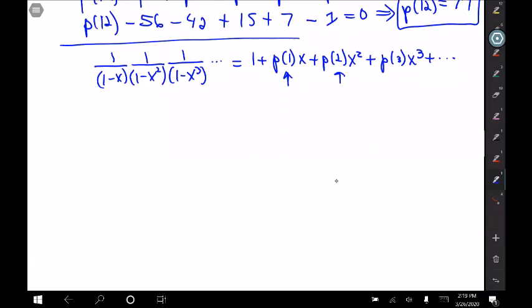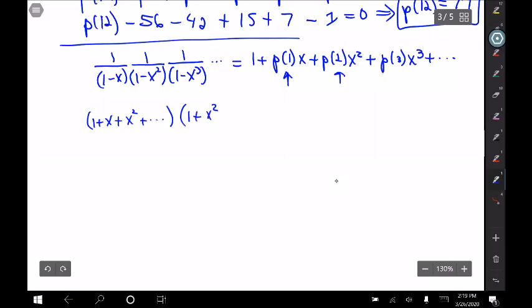1 over 1 minus x, an infinite geometric sum, that's just easy. 1 plus x plus x squared plus dot dot dot. How about 1 over 1 minus x squared? Pretty much the same thing. You just plug in x squared into it. 1 plus x squared plus x squared squared. All I did was plug x squared into this formula. Then I do the same thing here: 1 plus x cubed plus x cubed squared, and so on, and so on. So that's the left-hand side.